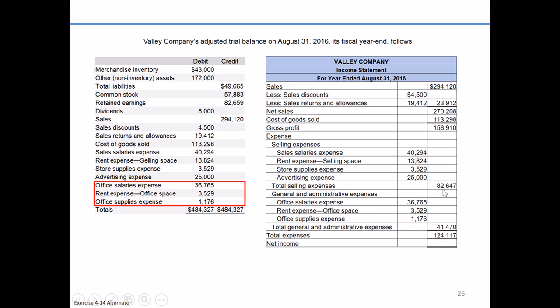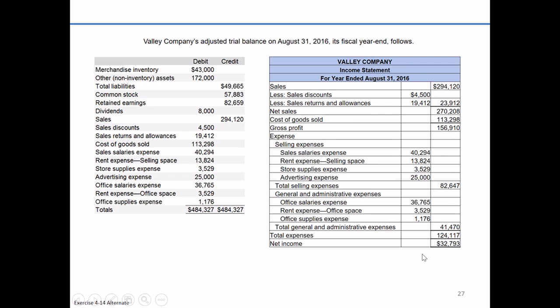Adding the three of these up, we get total general and administrative expenses of $41,470. Now I'm going to add up my two categories of operating expenses. Again, all the other normal day-to-day stuff outside of the cost of goods sold. So total selling expenses of $82,647 plus total general administrative expenses of $41,470 gives us total operating expenses of $124,117.